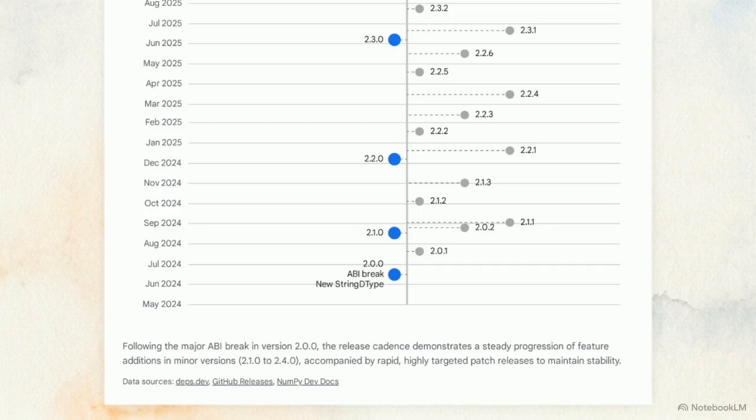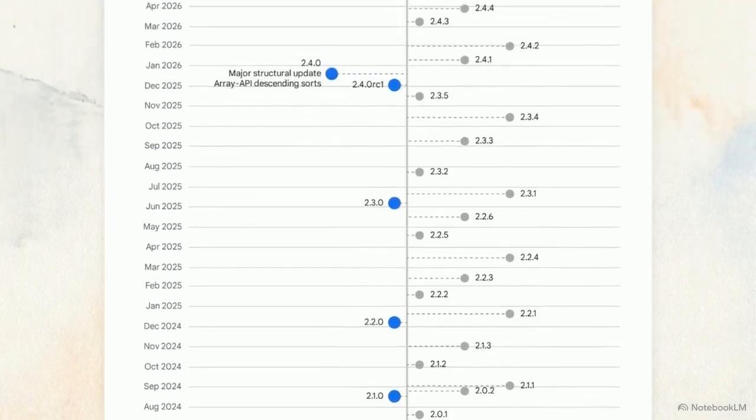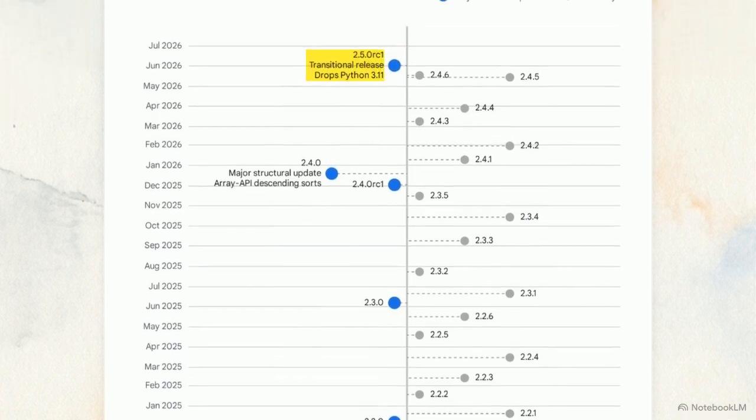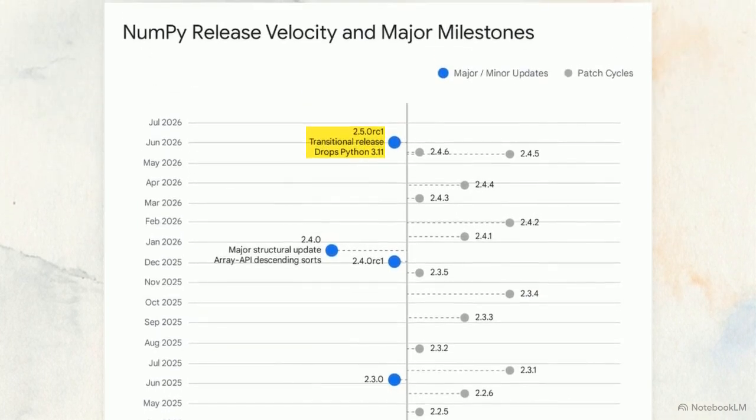This timeline charts NumPy's release velocity, shifting in mid-2024 with the 2.0.0 ABI Break. The cadence then accelerated with a high velocity of feature additions and targeted patches. At the top, the 2.5 transition finalizes this phase, dropping Python 3.11 support and legacy warnings.